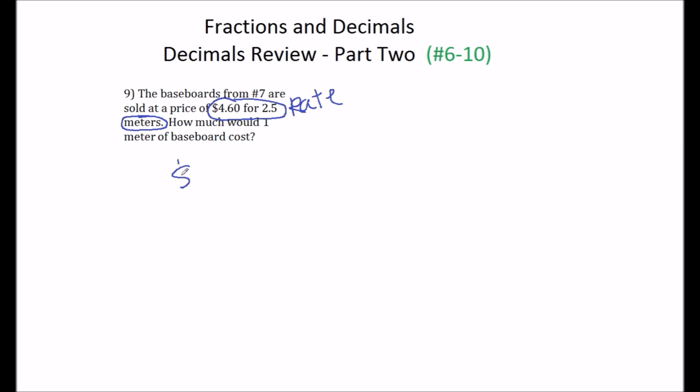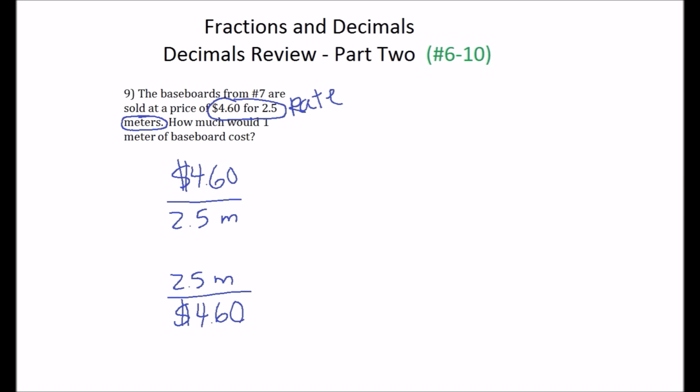So remember, I can write a fraction with that. I can either do 4.60 over 2.5 meters. I'm just going to do m for meters. Or I can flip that around. I can do 2.5 meters on top over $4.60 on the bottom. And how I know which fraction I'll use, I have to look at the question.